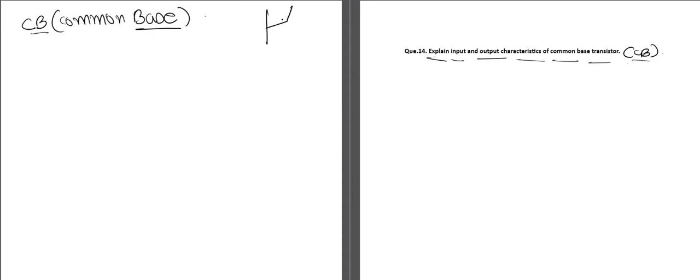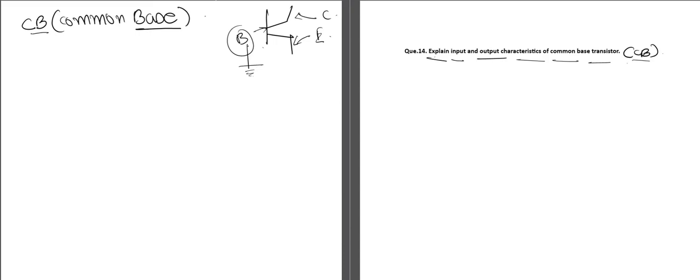For a CB mode, as the name suggests, it is the common base mode. So what happens in the common base mode? The base terminal of the transistor is connected to the ground. The transistor has three terminals. This is the emitter terminal, this is the collector terminal, and this is the base terminal. This base terminal is connected to a ground. So this is the main principle of a CB mode transistor.